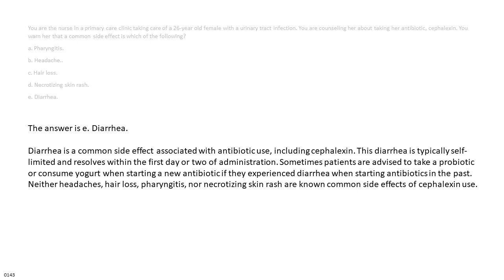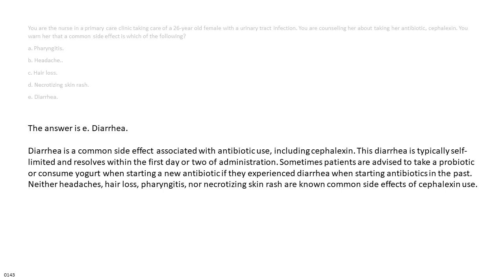You are the nurse in a primary care clinic taking care of a 26-year-old female with a urinary tract infection. You are counseling her about taking her antibiotic, cefalexin. You warn her that a common side effect is which of the following?